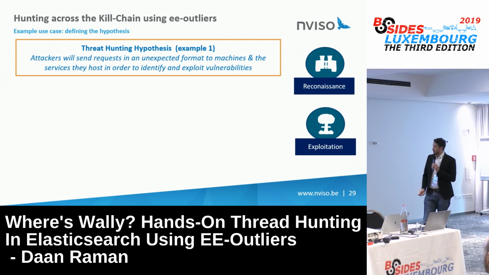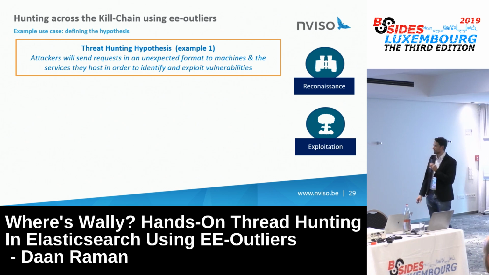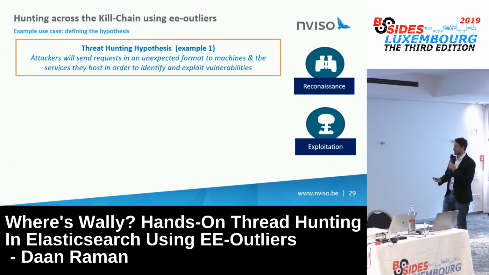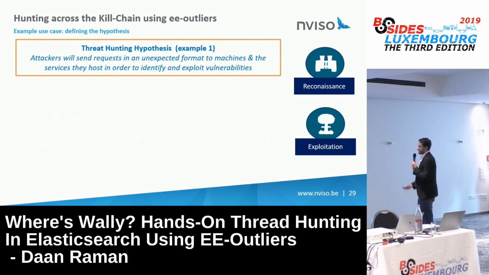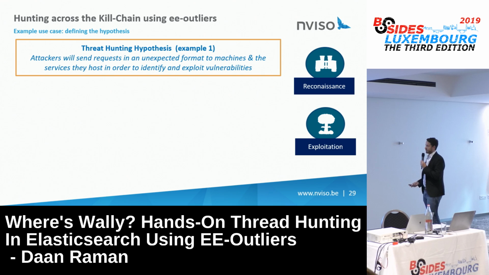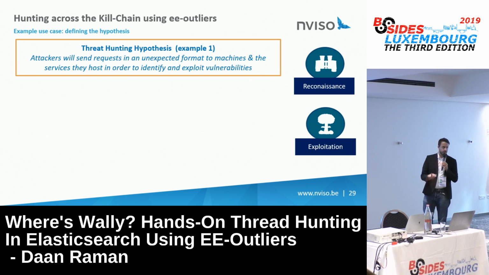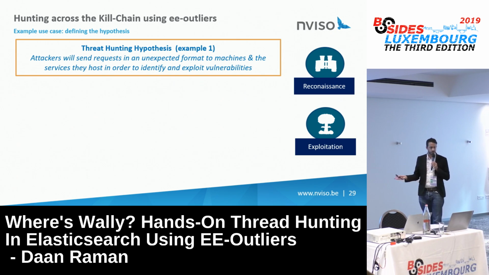So let's look at a few examples. Reconnaissance and exploitation. A hypothesis: an attacker will send requests in a very unexpected format to a machine and a service that they host, in order to identify and exploit a vulnerability. So basically, we want to look for signs of an attacker shooting crap at the service that looks different from the other normal accepted service requests.